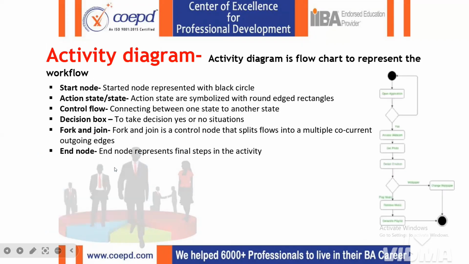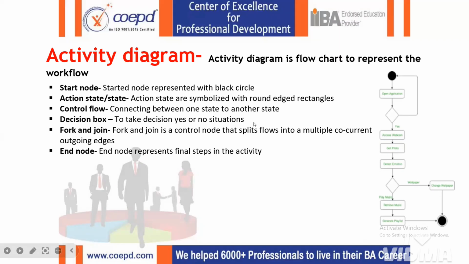And the next one is the activity diagram. The activity diagram is a flow chart to represent the workflow, showing how the system workflow works, to help the client and the software developers team understand. Here also we will be using components like start node, action state, control flows, decision box, and fork and join. The other ones are the end node, and branch and merge. I will explain what these branch and merge are.